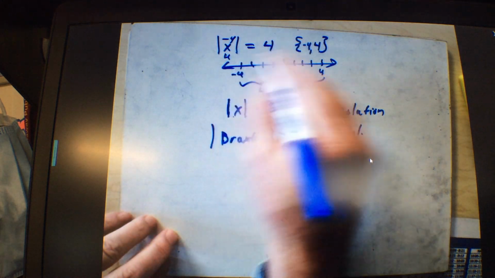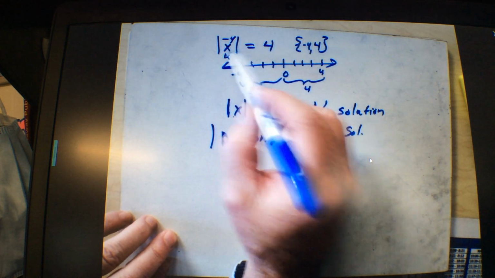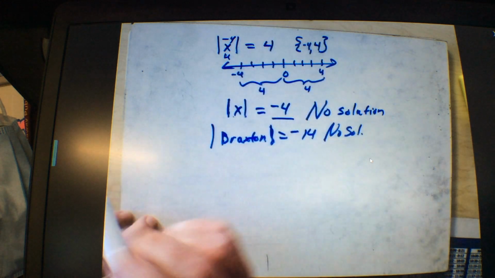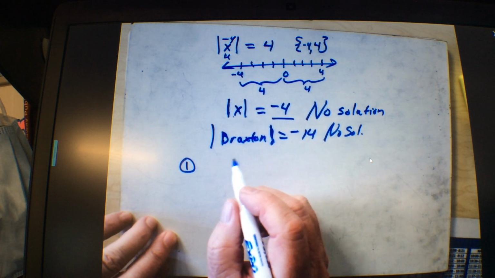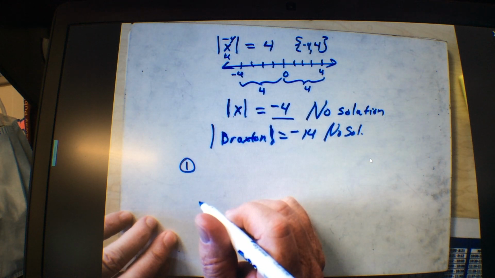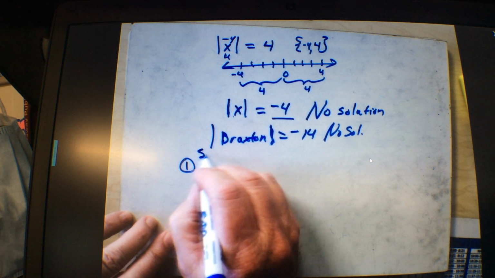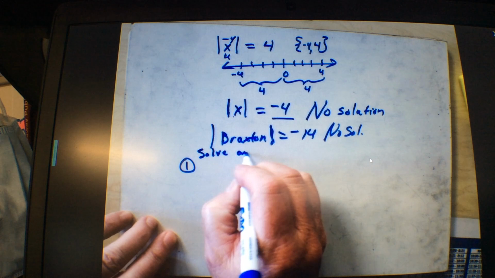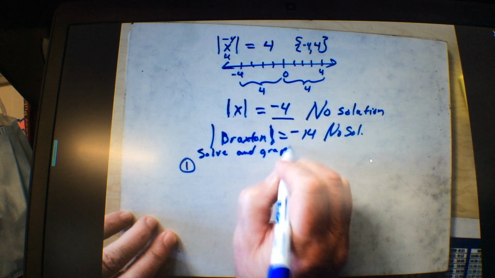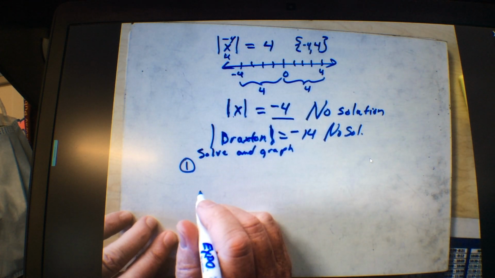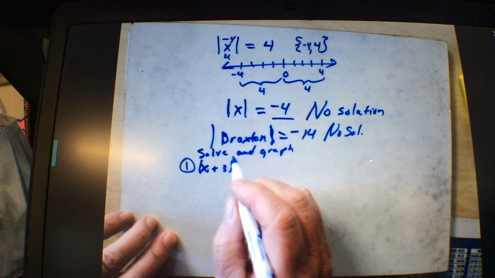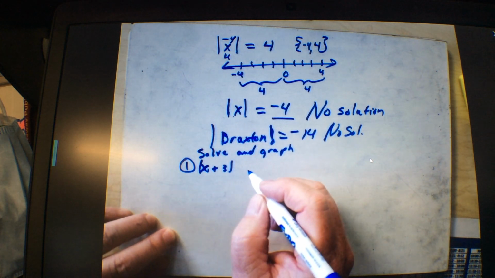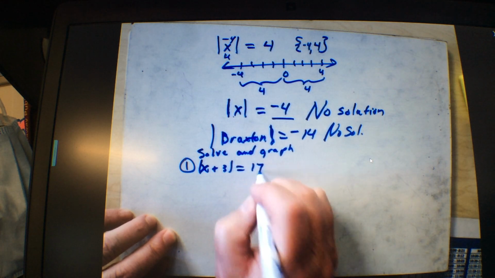So you understand that if I take the absolute value and I get a positive number, it equals the negative and the positive, right? Number 1, it's going to say solve each equation, then graph it. It's going to say solve and graph. You with me? All right, so now we're going to go x plus 3 in the absolute value equals 17.